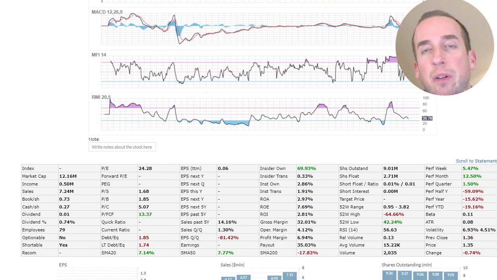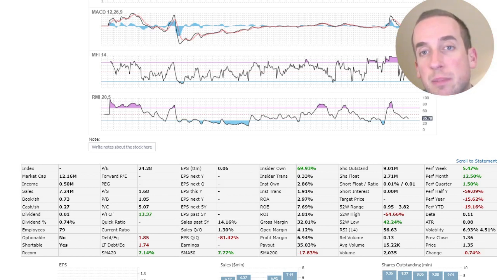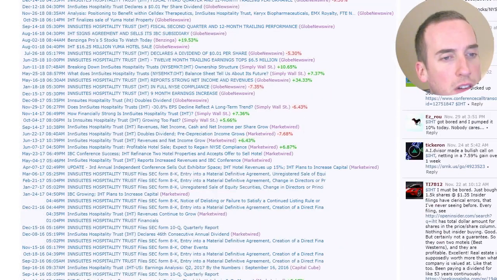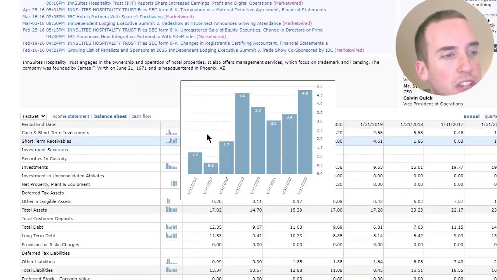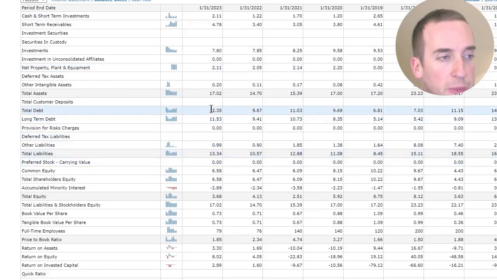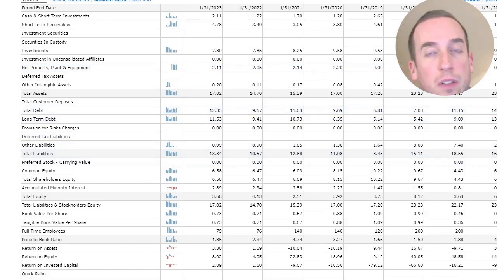I'm gonna do this in the background. So if I normally were to look at this as a potential investment, I would pass, only because their sales plus their cash would be 9 million. Total debt is 12 million. So I would take the total cash minus the debt and I would be at a negative number.